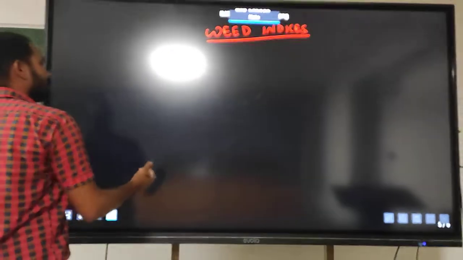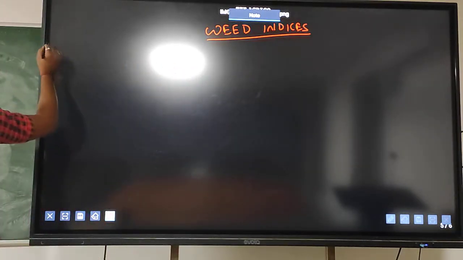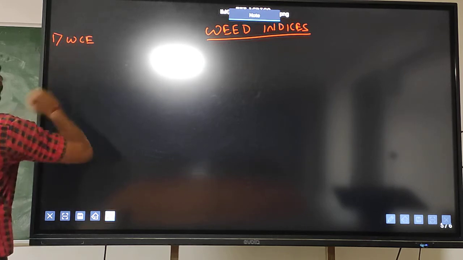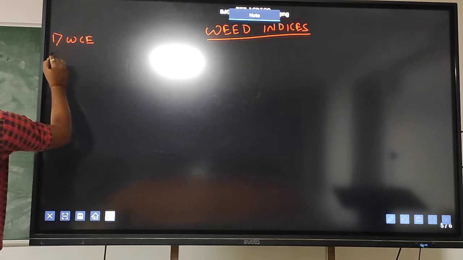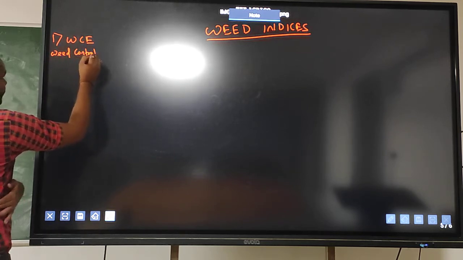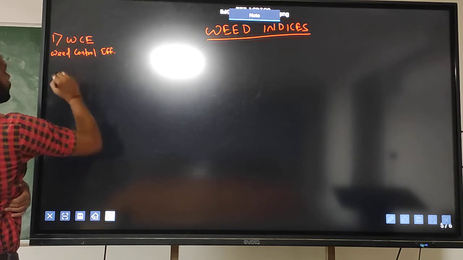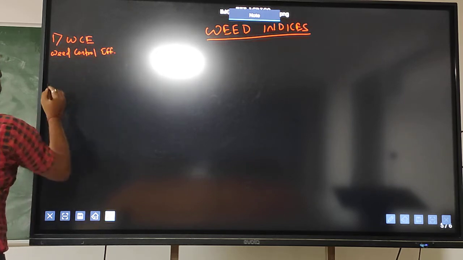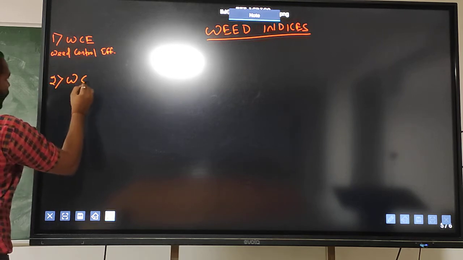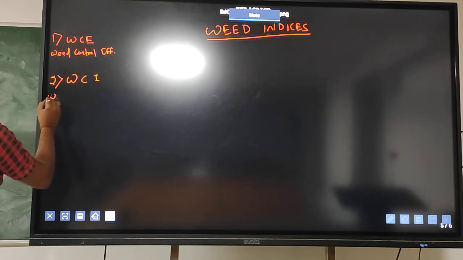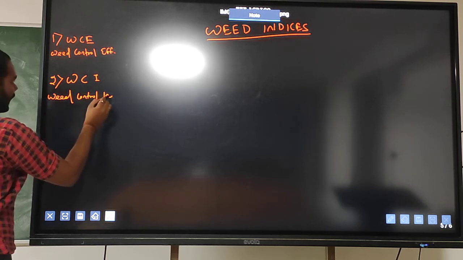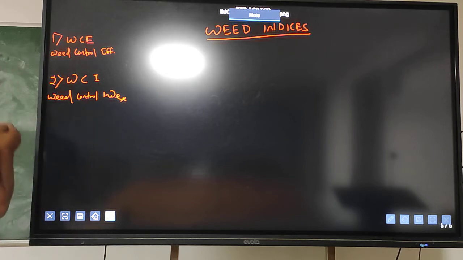I will say weed indices. So now you just remember, we will go first to weed control efficiency. Second, we will go to weed control index.